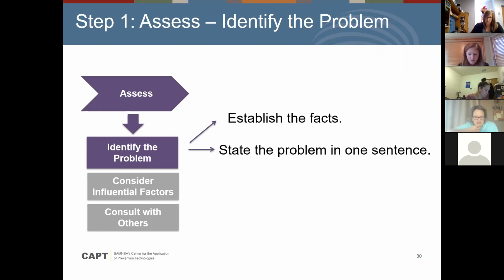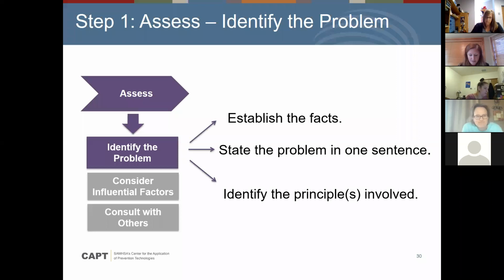The second one is we're going to identify the problem. So we're going to state the problem in one sentence. We're going to draw on the facts and use terms that are concrete, specific, and neutral. And that last one is we are going to identify the principle or principles involved in the situation using the prevention code of ethics. So that's all that we're going to do to identify the problem.